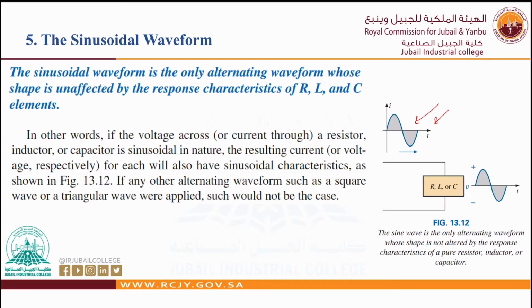If any other alternating waveform, such as a square wave or a triangle wave, were applied, such would not be the case. Okay, let us focus just on the AC wave. So if I apply voltage to a resistor or inductor or capacitor, the resulting AC wave will have the same sinusoidal wave characteristics.